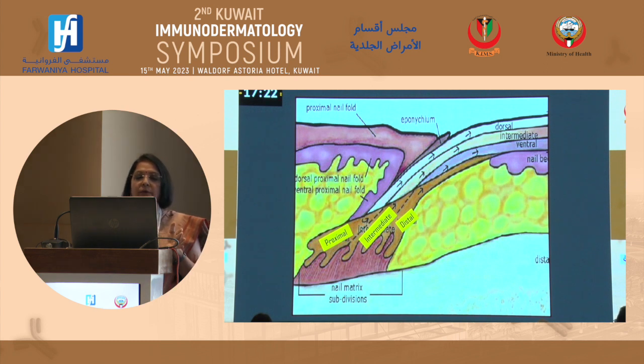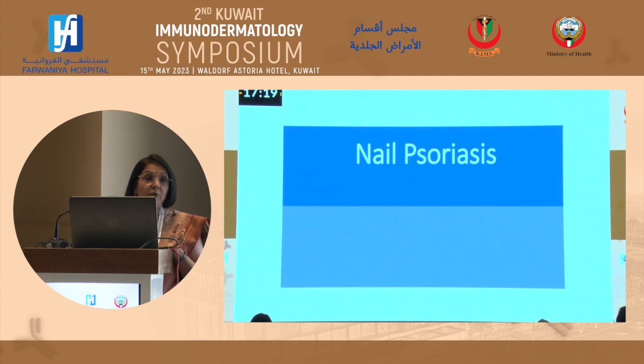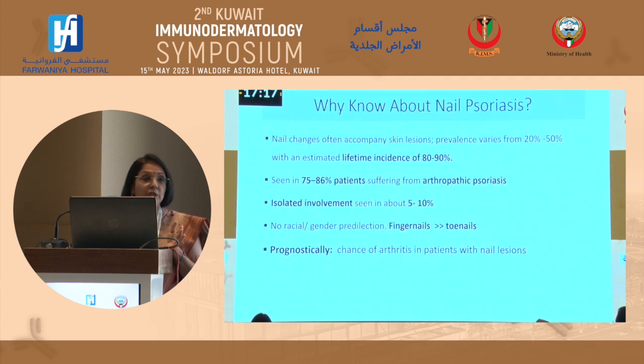Coming to the first part, nail psoriasis. Why know about nail psoriasis? Because nail changes often accompany the skin lesions. The prevalence varies from 20 to 50%, with an estimated lifetime incidence of 80 to 90%. It is seen in up to 86% of patients who have arthropathic psoriasis, but isolated nail involvement is seen only in 5 to 10%. But considering the incidence and prevalence of psoriasis in general, this 5 to 10% is a whole lot of patients.